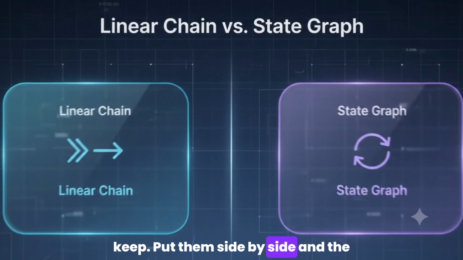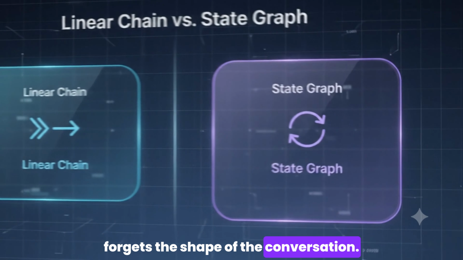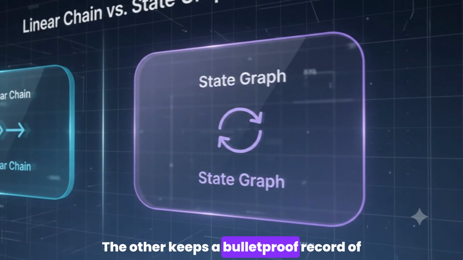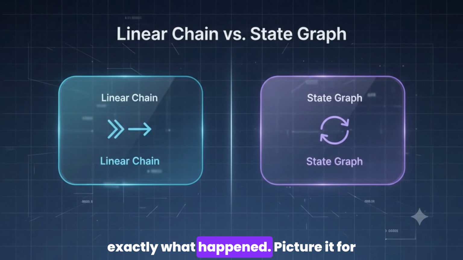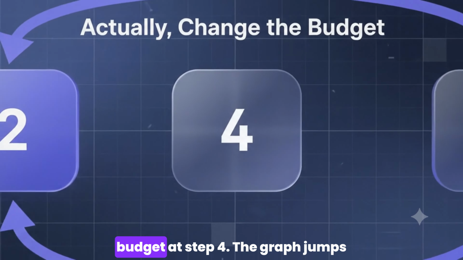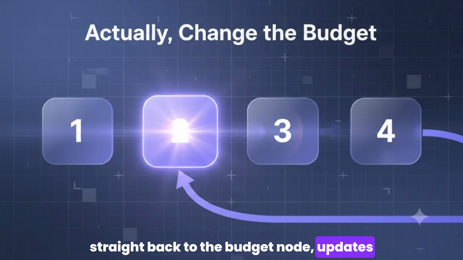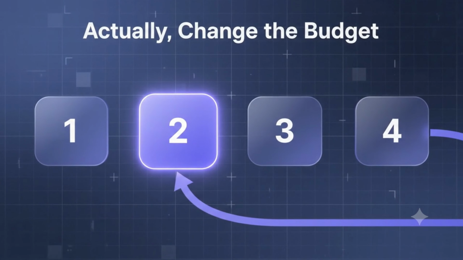Put them side by side and the difference is obvious. One architecture forgets the shape of the conversation. The other keeps a bulletproof record of exactly what happened. Picture it for real. A user says, actually, change the budget at step 4. The graph jumps straight back to the budget node, updates it, and carries on.